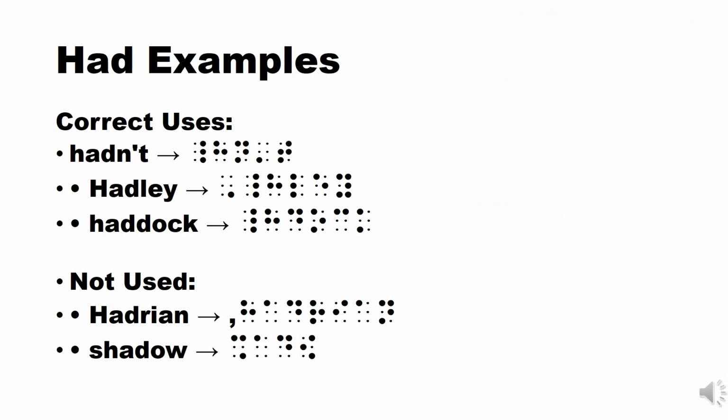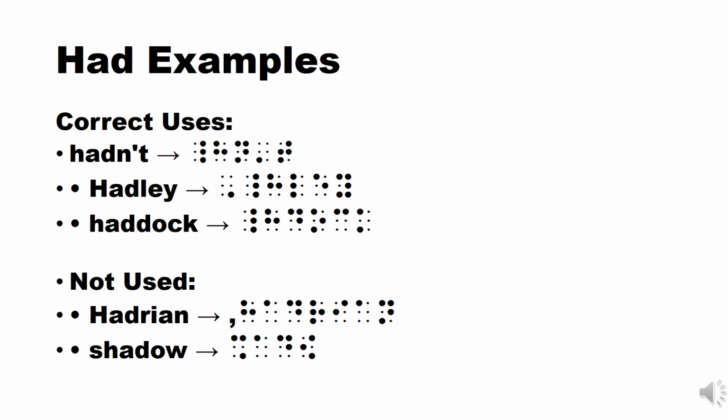Now, let's zoom in on one of the trickiest initial letter contractions, had. Here's how to use it correctly. Hadden in Braille, this is written as dots 4, 5, 6 plus H, then the letter N, followed by the apostrophe and T. Hadley, since it's a proper name, we start with dot 6 for the capital sign indicator, then dots 4, 5, 6 plus H, followed by L, E, Y. Haddock, this is written as dots 4, 5, 6 plus H, then the letters D, O, C, K.